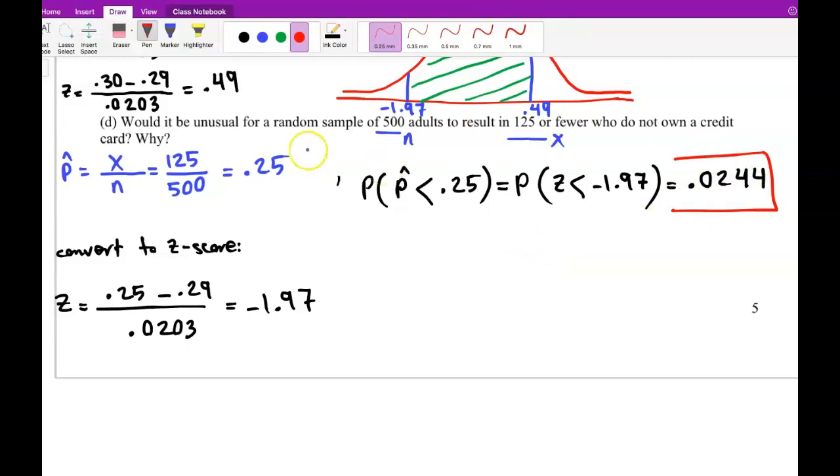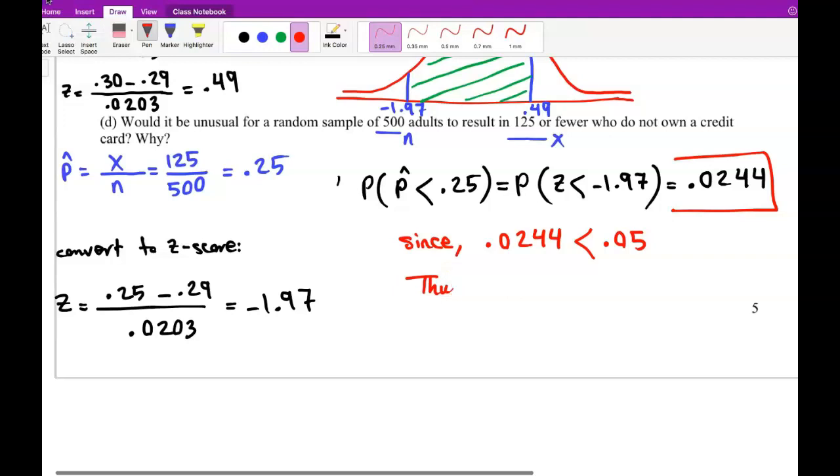So it's asking if this is unusual. Since this 0.0244 is less than 5%, therefore this is unusual. Okay, so this part is unusual.